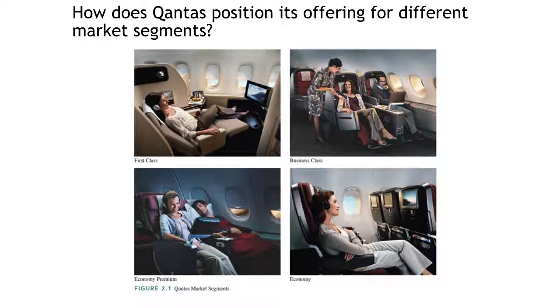And so here's something from your text, I think, how Qantas does different things in its seating to appeal to different market segments, again, and relative to the competition.